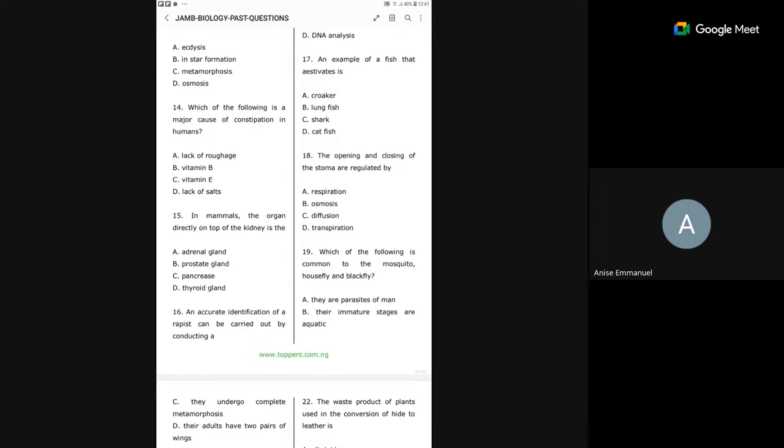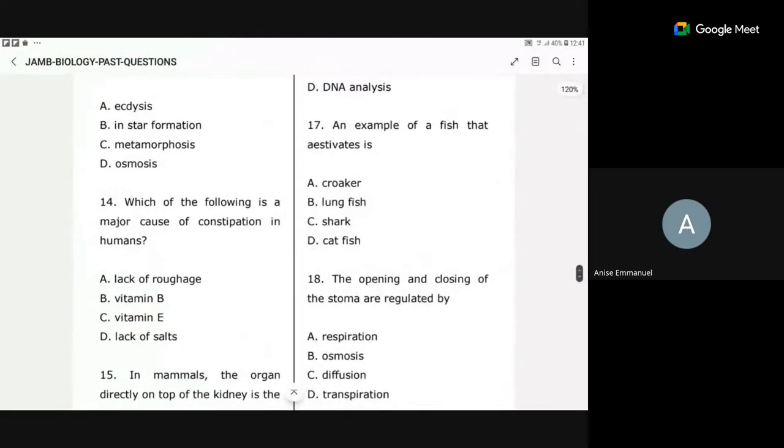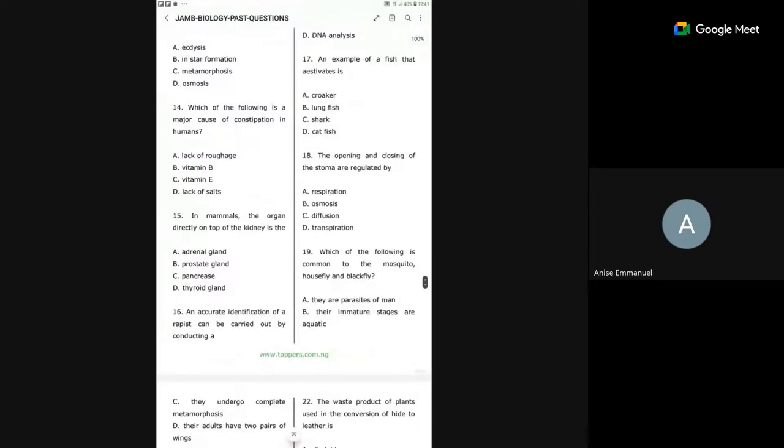We have stomata and lenticel cells in the body of plants. Stomata and lenticel cells are used for gaseous exchange. The way human beings have lungs for respiration or for gaseous exchange, other organisms have different organs for respiration. So in the case of plants, what they have is stomata and lenticel cells. Stomata is found on the leaves, while lenticel cells are found on the stem of the plants.